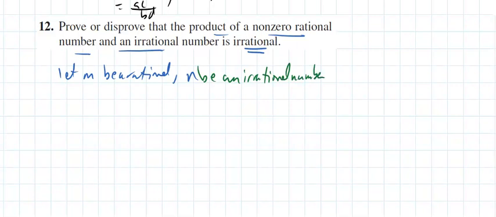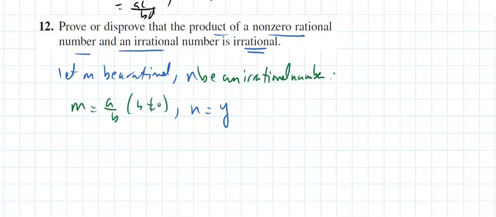So here we're going to say M is a over b, where b does not equal 0. But N, we're going to call that some letter y. We can't call it a fraction, because we know that N cannot be written as a fraction.